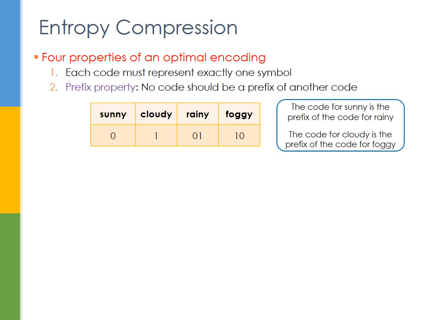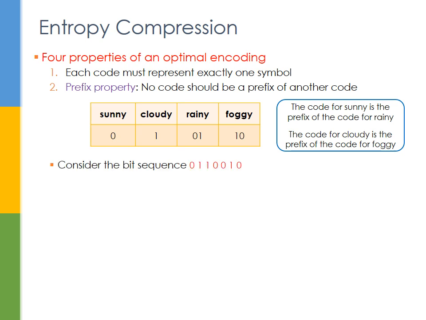What's important to notice here is that this encoding violates the prefix property. This is because the code for sunny, which is 0, is the prefix, the beginning of the code for rainy. In a similar fashion, the code for cloudy, which is 1, is also the prefix of the code for foggy.